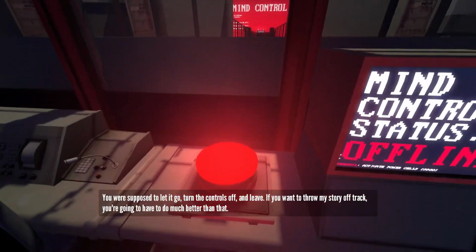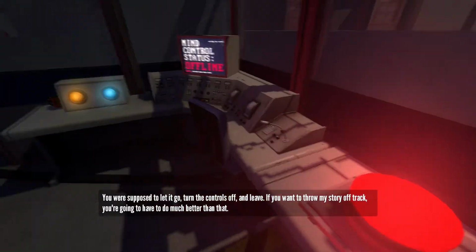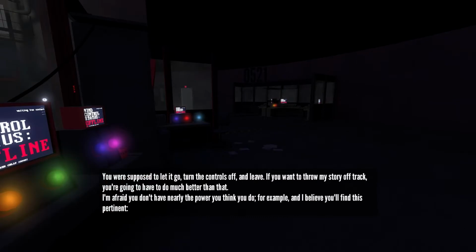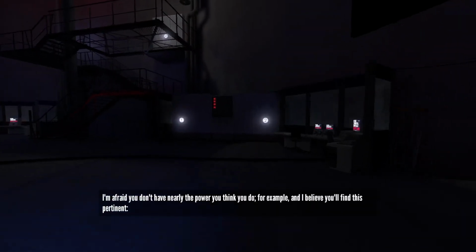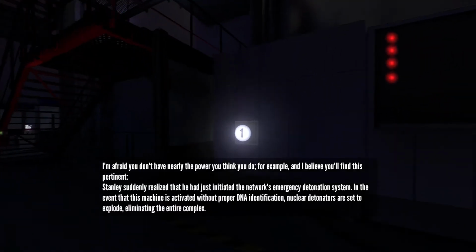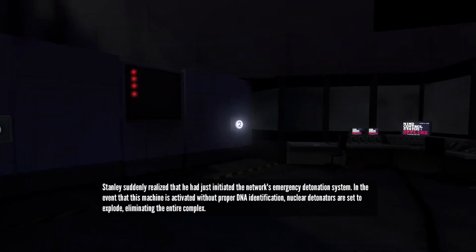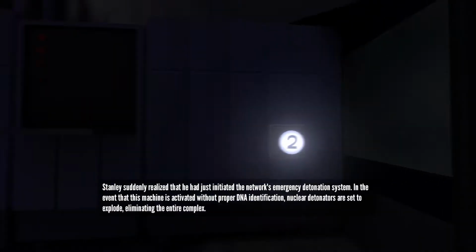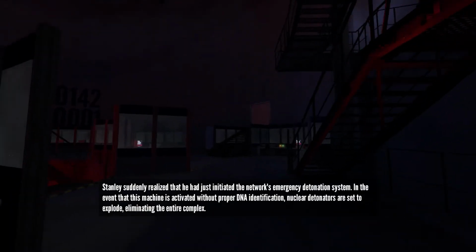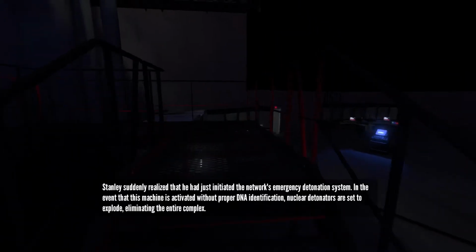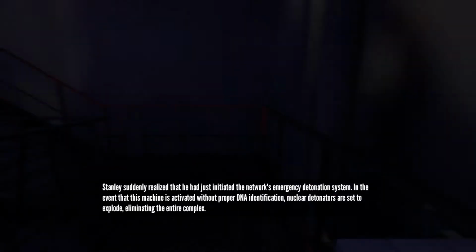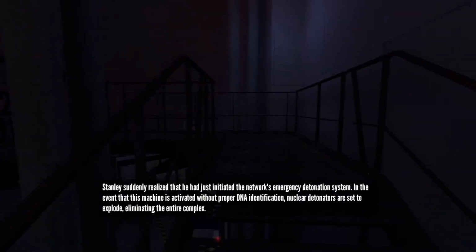If you want to throw me off, you're going to have to do much better than that. I'm afraid you don't have nearly the power you think you do. For example, and I believe you'll find this pertinent, Stanley suddenly realized he had just initiated the network's emergency detonation system. In the event that this machine is activated without proper DNA identification, nuclear detonators are set to explode, eliminating the entire complex.